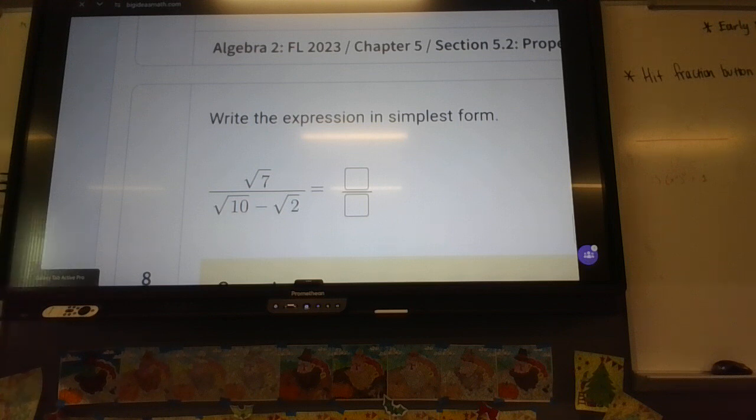And I'm saying, hey, we still need to look at these. So if you already submitted 50, don't worry so much about your grade as much as your understanding. Do the same thing and multiply the square root of 10 plus the square root of 2 to the top.